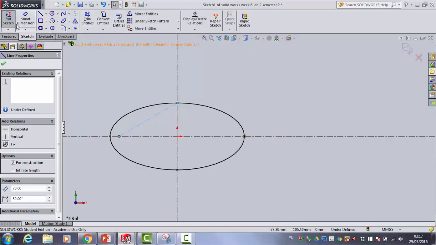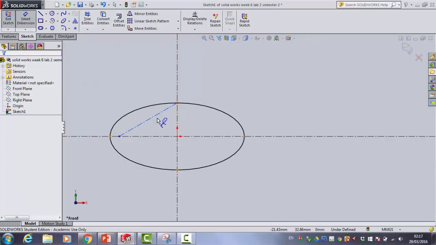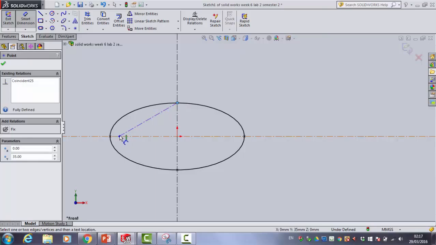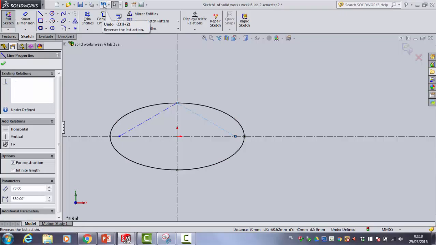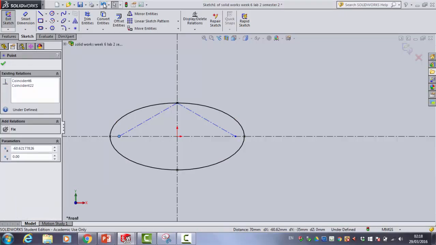I'll use my smart dimension tool here to prove that. You can see the length from there to there is 70. And of course I showed you earlier that our major axis is 140, and that's half of the major axis. Next we swung from the other side, and there we had our two focal points.